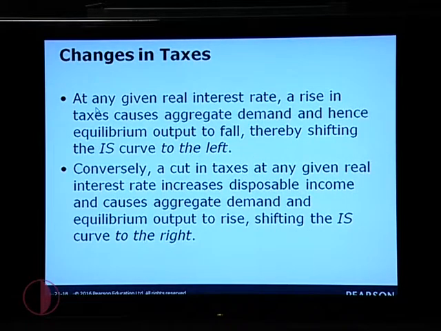Changes in taxes. At any given real interest rate, a rise in taxes causes aggregate demand and hence equilibrium output to fall, thereby shifting the IS curve to the left. Conversely, a cut in taxes at any given real interest rate increases disposable income and causes aggregate demand and equilibrium output to rise, shifting the IS curve to the right.